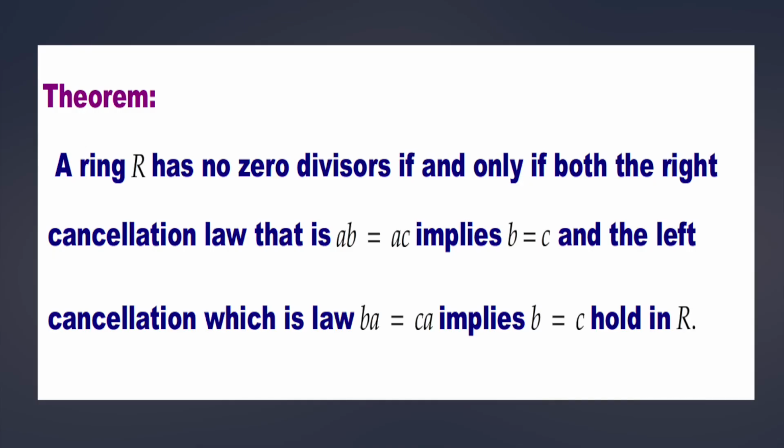By the use of cancellation law, we can guess whether a ring forms an integral domain or not. This relation is given in the following theorem. A ring R has no zero divisors if and only if both the right cancellation law, that is, AB equals AC implies B equals C, and the left cancellation law, which is BA equals CA implies B equals C, hold in R. Let's see the proof.